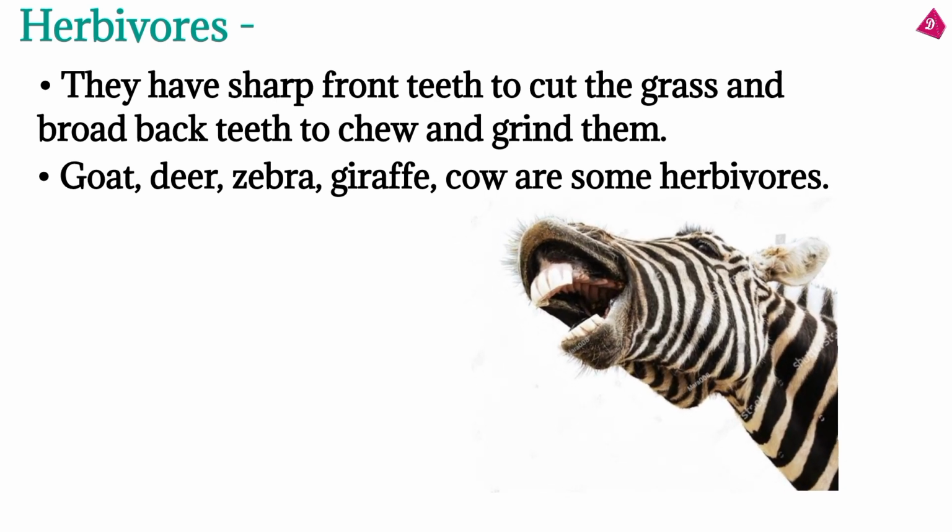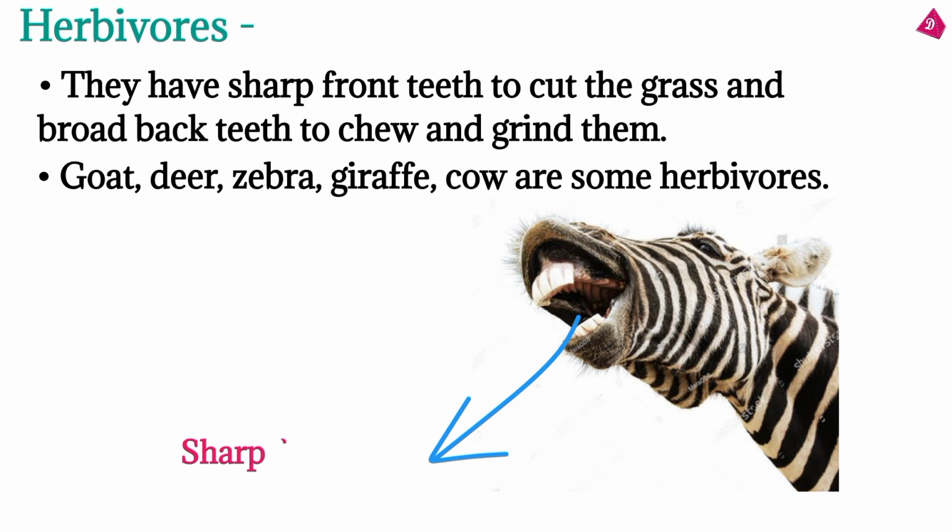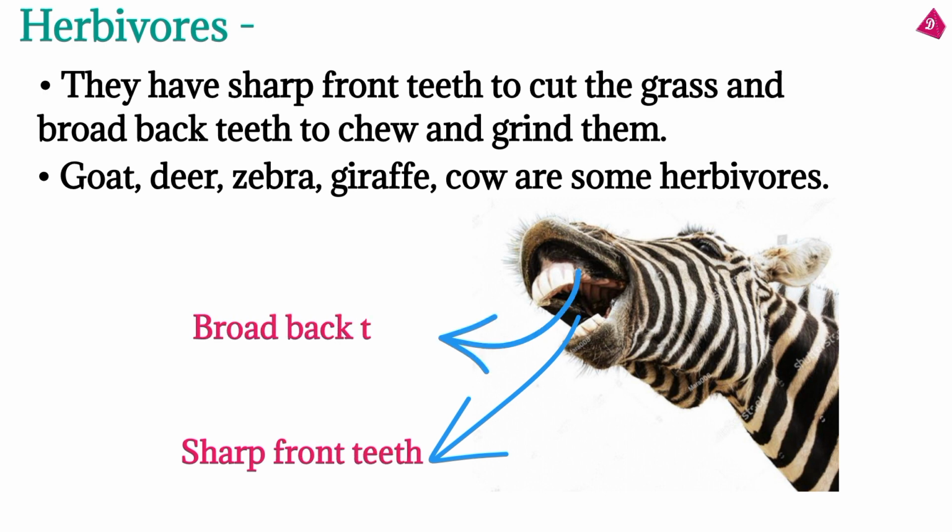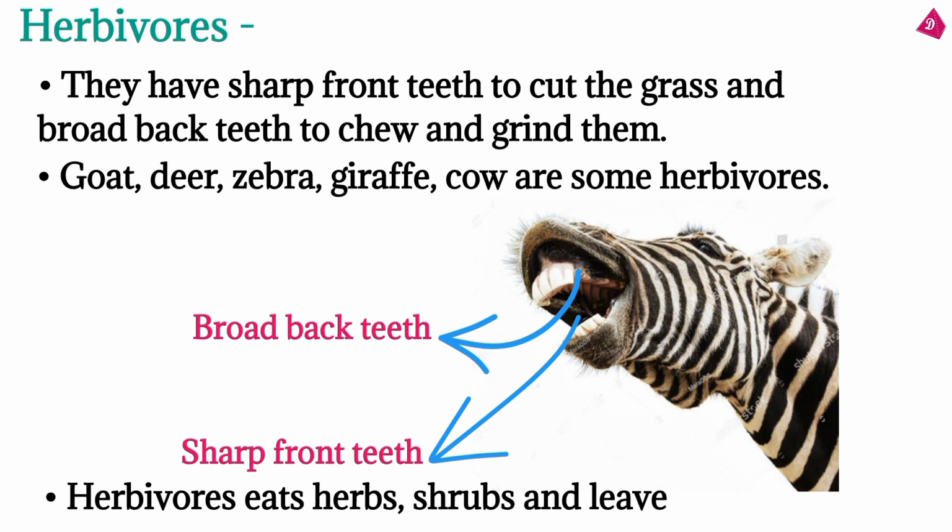Children, look at the teeth of zebra. It has sharp front teeth. Look at the back portion. It has broad back teeth. Sharp front teeth help in cutting the food, and broad back teeth help in chewing. Herbivores eat herbs, shrubs and leaves of trees.